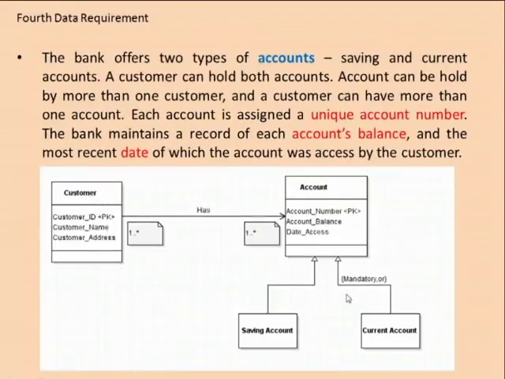This is the fourth data requirement. The entity is account, and the attribute is unique account numbers, which is the primary key. Account balance and debt accessed by the customer. Account has 2 types, which are saving account and current account. Customer can choose either saving account or current account or both. The multiplicity of this data requirement is that many customers can have many accounts.